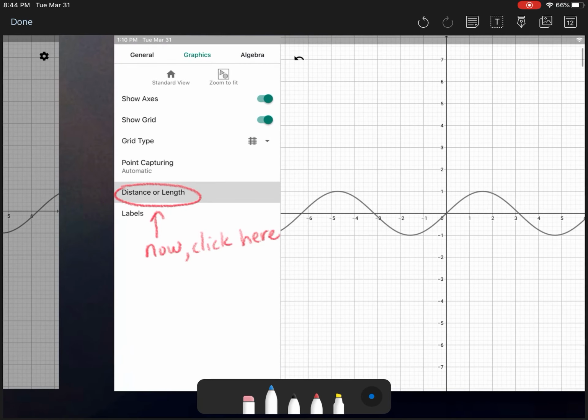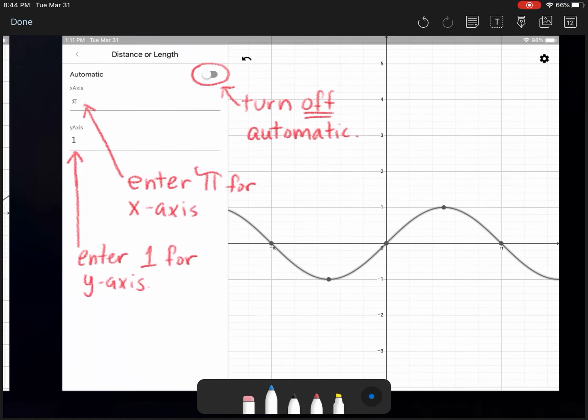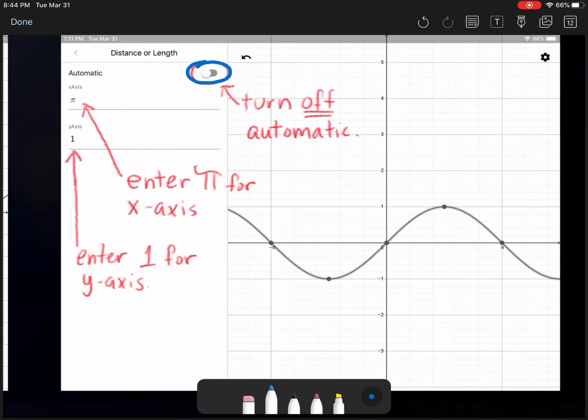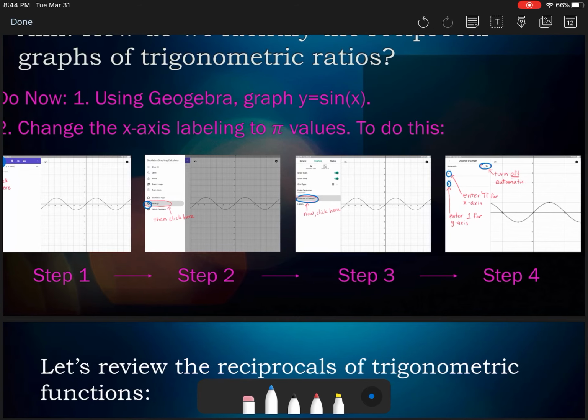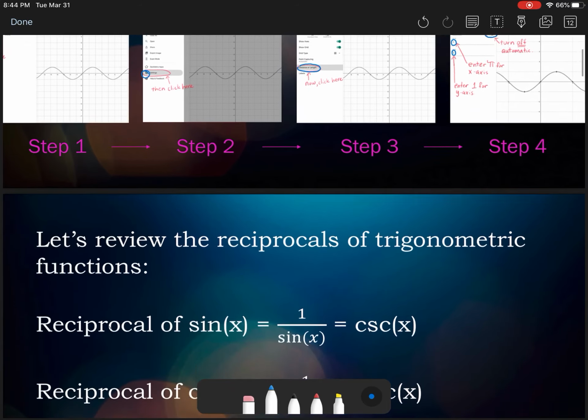Okay, then we're going to click on Distance or Length. And this is going to open up for you. You're going to make sure that this is off. You're going to slide it to the left to turn it off. Here you're going to make sure that for the x-axis, you replace whatever number is there, probably a 1, with pi. And for the y-axis, if it's something other than 1, replace it with 1. Okay? This means that our y-axis is going to be on a scale of 1, and our x-axis will be on a scale of pi. All right, so once you have that, let's move on to the next slide.